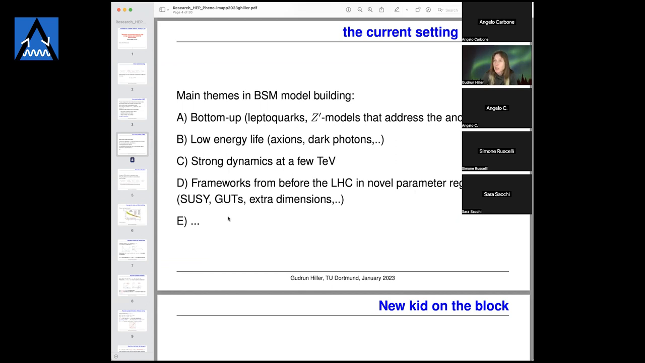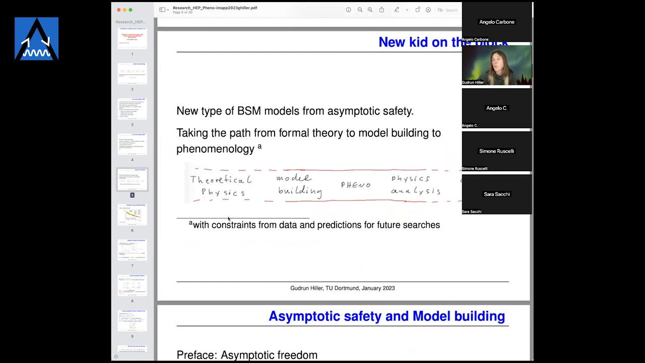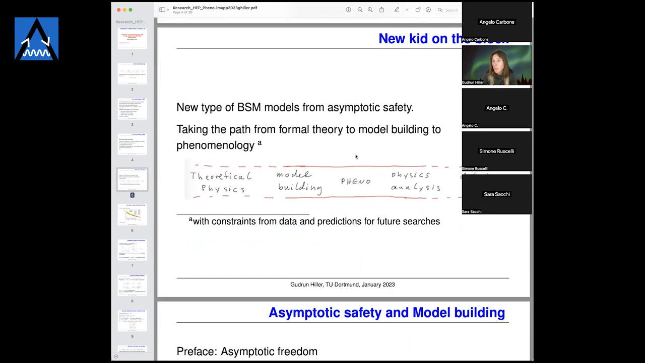But what I would like to talk about for, essentially, the remainder of my lecture is the new kid on the block, okay? A new class of BSM models from theory. And I would like to guide you. So this is on this very plot. This is on the very left. We start here almost with mathematical physics.